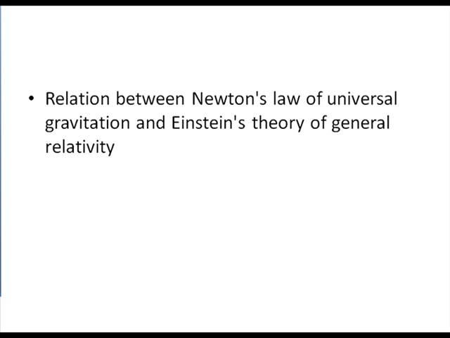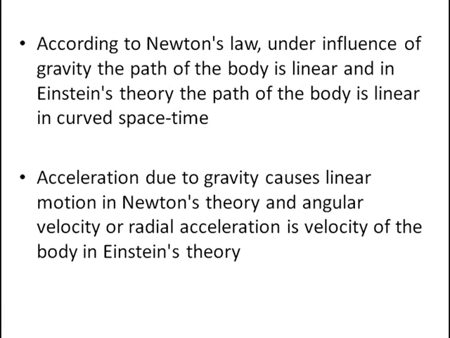If we carefully understand these two theories, we can conclude two points. According to Newton's theory, the path of the body is linear under the influence of gravity. The path of the body is curved in Einstein's theory. In Newton's theory, acceleration of gravity is linear, and in Einstein's theory, angular velocity or radial acceleration of the body is assumed as a velocity in curved spacetime.